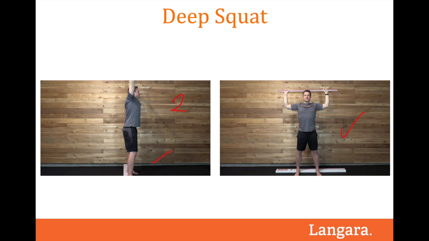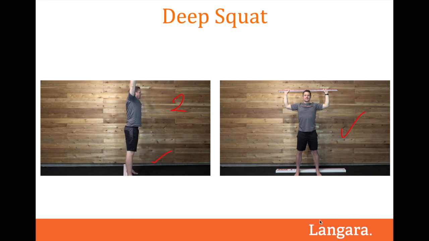Second, the torso is going to be parallel with the tibia or towards vertical. The femur is below horizontal. The knees do not track inside of the feet. The dowel is aligned over the feet. The heels are elevated. All right? So that is what a 2 is.